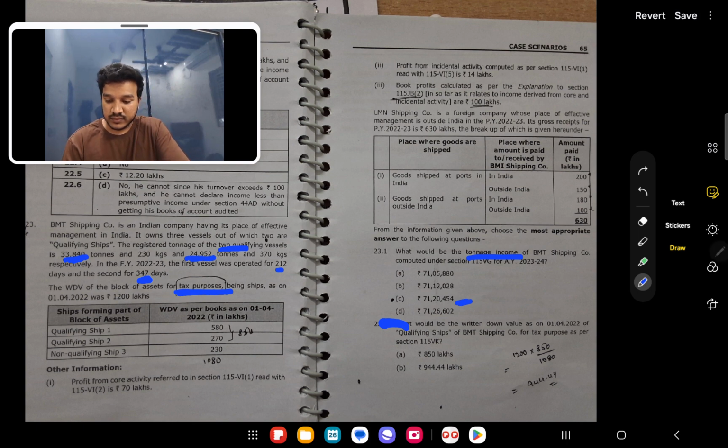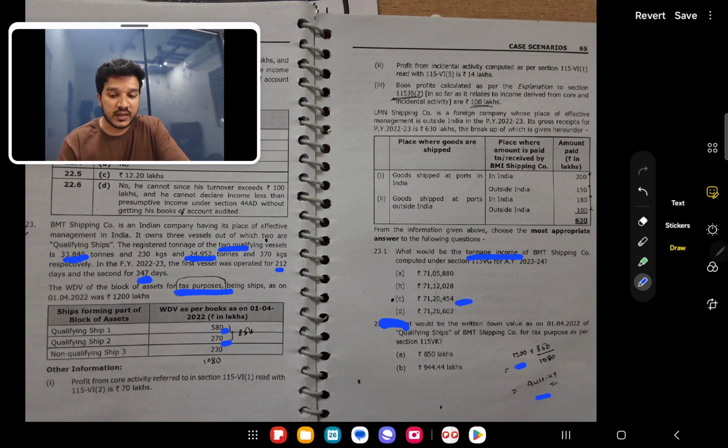So here you can see it's easy: take 1200 into 850. If you add 580 plus 270, you will get 850, and then the total is 1080. You will get the proportionate amount. Since we don't have any other thing to compare, we have used the book value ratios only to calculate the WDV for tax purpose, right?